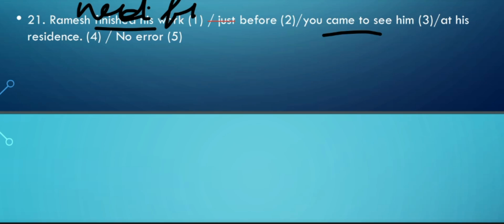Okay, so we have found the error in part 1. Ramesh had finished his work just before you came to see him. इसका कॉम्बिनेशन चलता है, जो काम पहले हुआ है उसको हम had प्लस V3 से शो करेंगे और जो काम बाद में हुआ है उसको हम V2 से शो करेंगे.